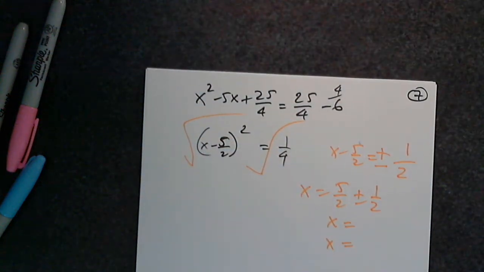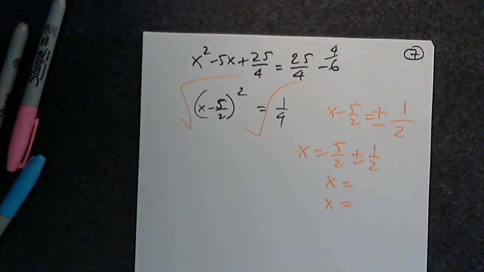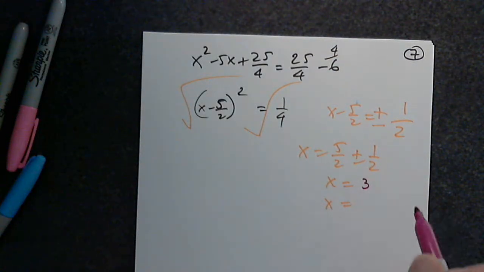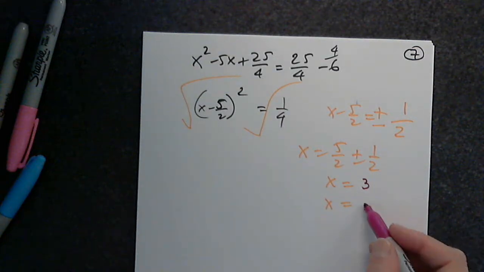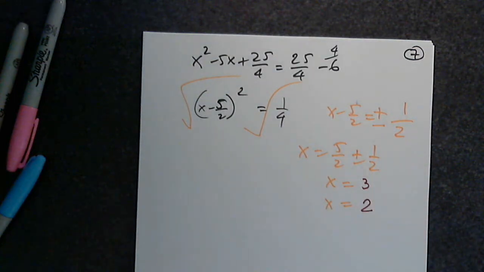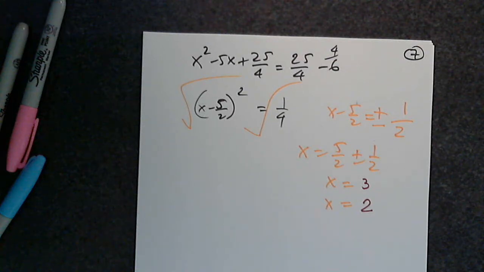And the 2 simplified solutions are x equals 6 over 2, which is 3. Great job. And 5 over 2 minus 1 over 2, which is 4 over 2, which is indeed 2. Great job. Any questions? Is this okay? Okay.